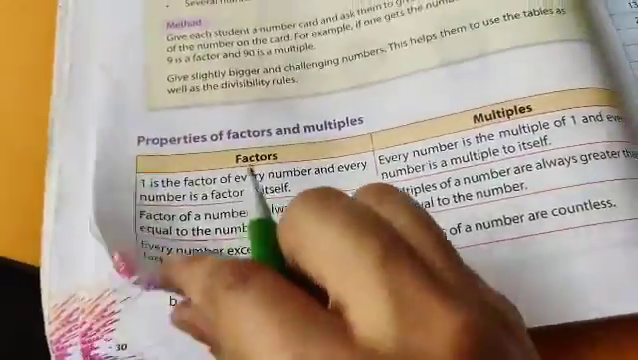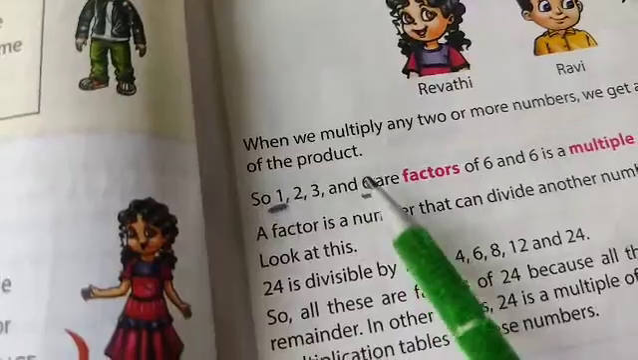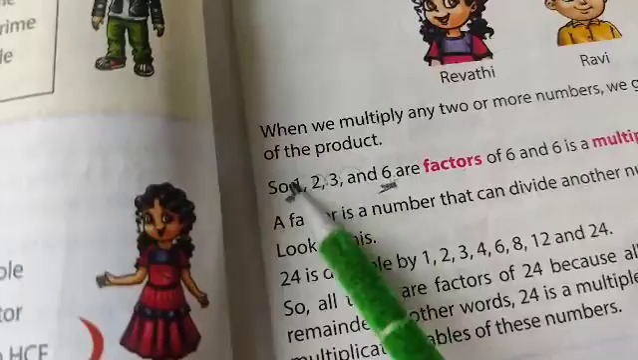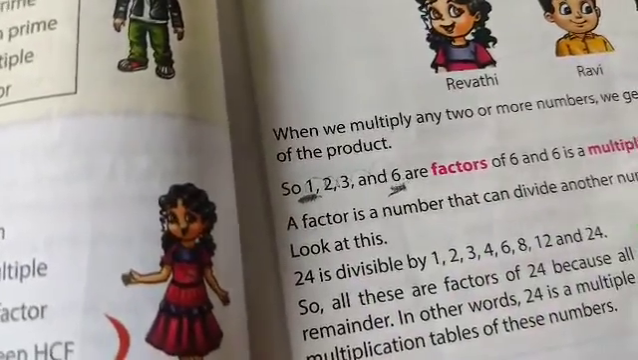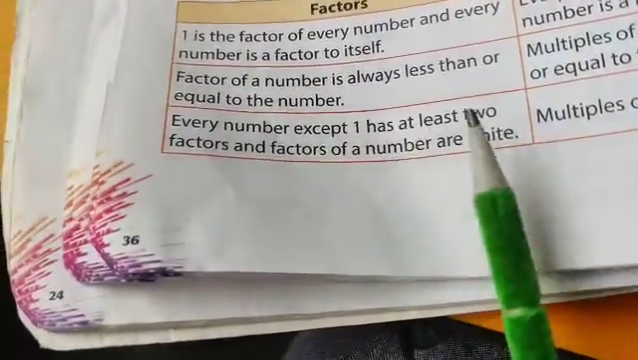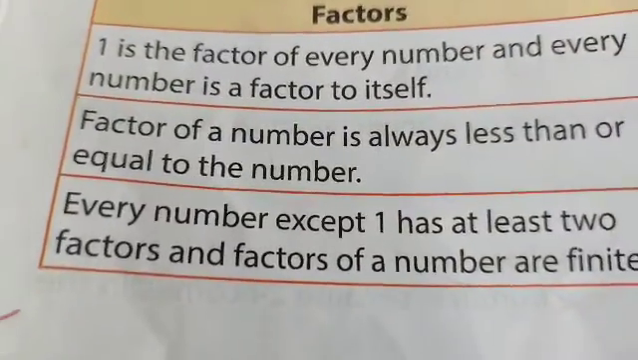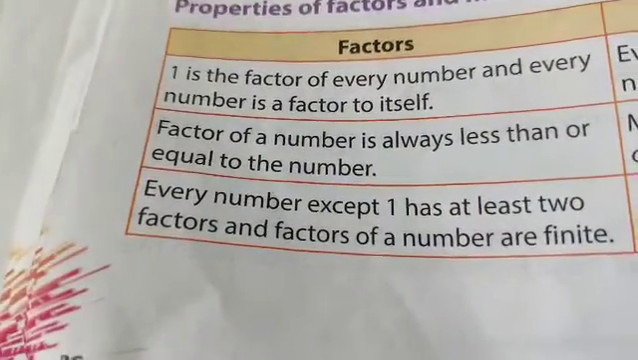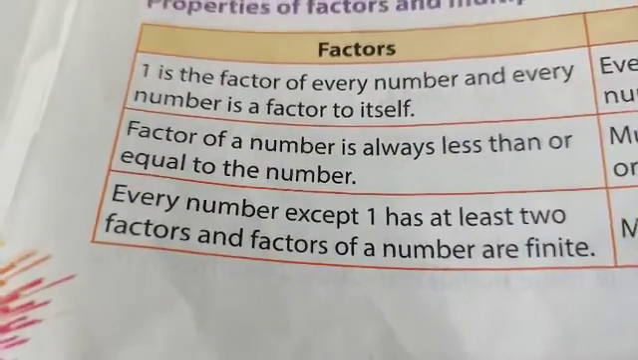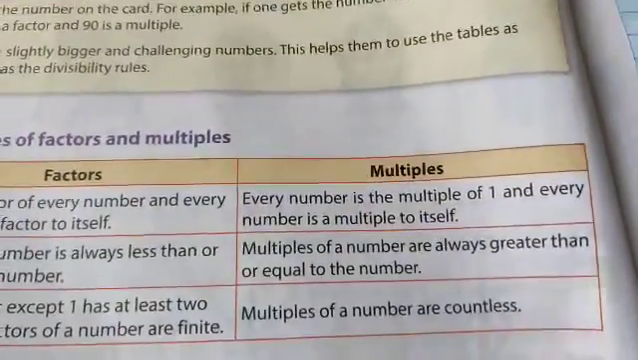You have found factors of 6: 1, 2, 3 and 6. So factors हमेशा या तो उस नंबर के इक्वल होंगे, 6 तक है, या उससे छोटे ही होंगे, not greater. Is it clear? Every number except 1 has at least 2 factors. Factors of numbers are finite. Finite means बाउंडेशन है, factors एक लिमिट के होंगे, irrespective of the multiples.